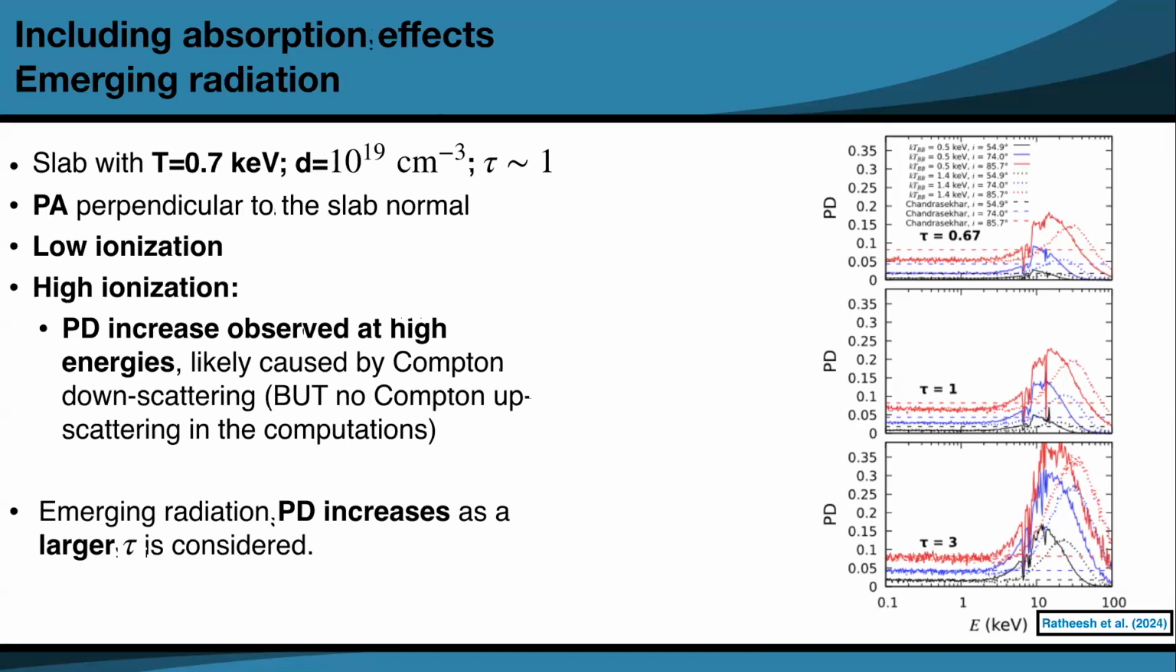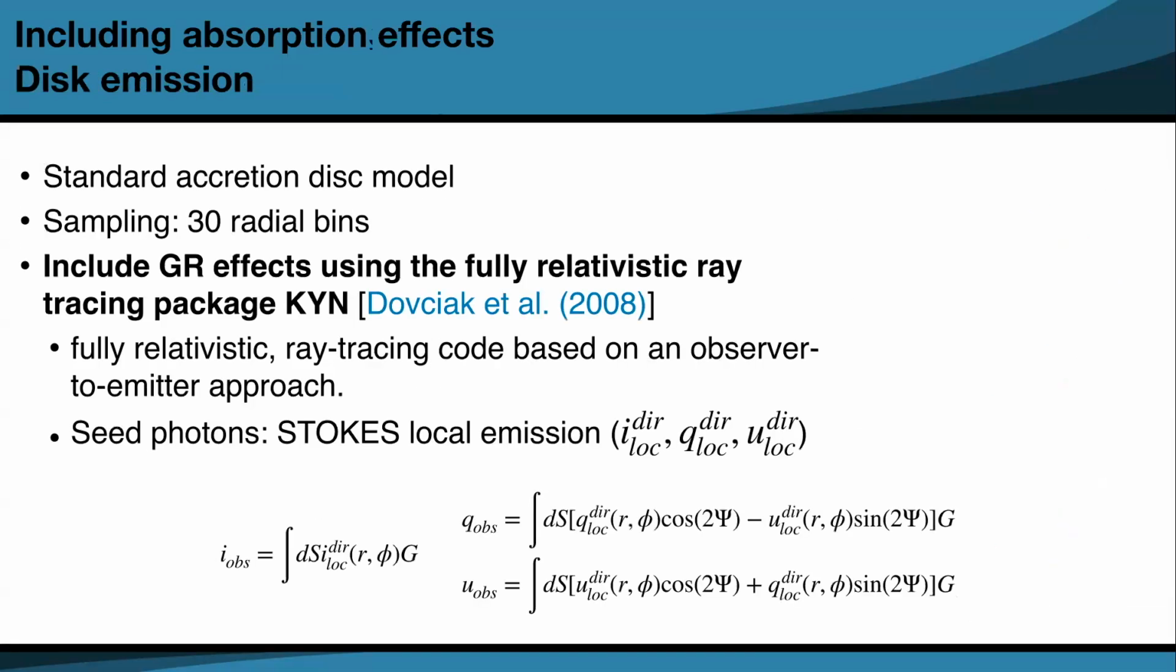So what we did is to assume a standard disk model, sample the disk into 30 radial beams, and for each beam, compute the polarization properties of the emerging radiation with this setup I just described. And then use it as an input for the ray tracing package KYNSTOKES, that is a relativistic ray tracing code that basically works with an observer to emitter approach.